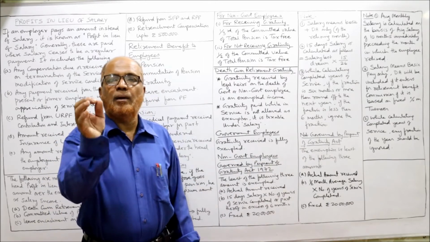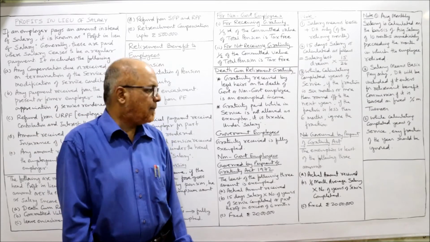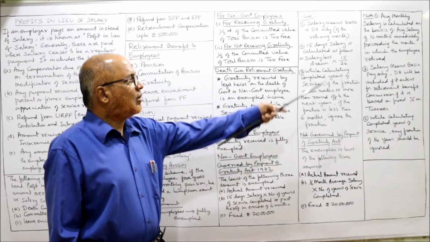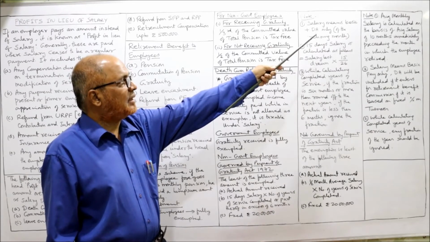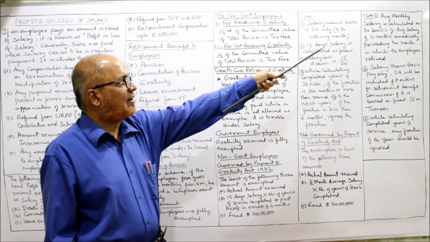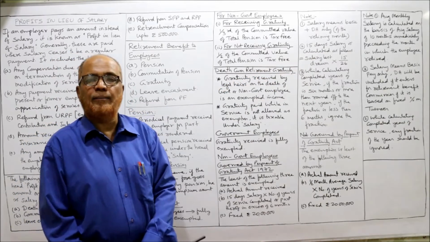But here, only the number of years of service completed counts. No fraction should be considered. That's the point. Now, notes: average salary means the average monthly salary calculated on the basis of the average salary of 10 months immediately preceding the month in which the employee retired.